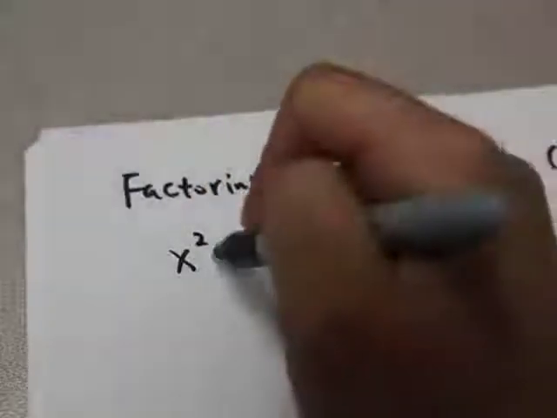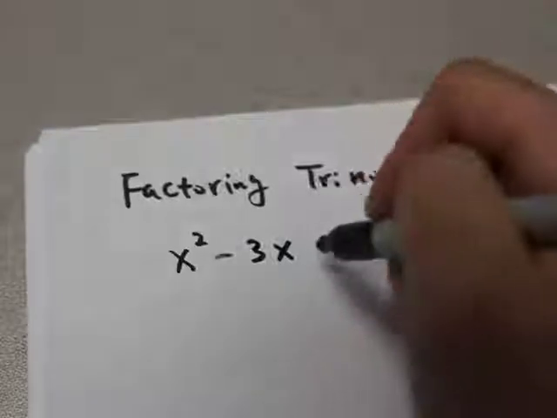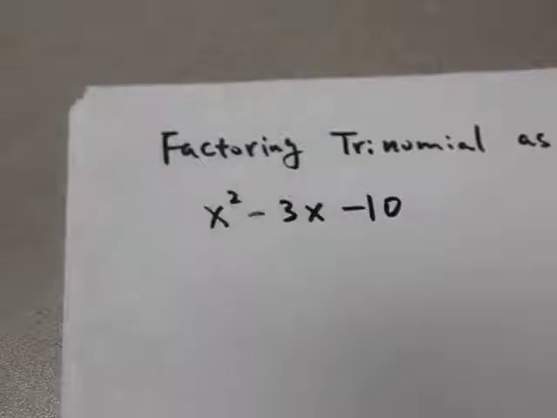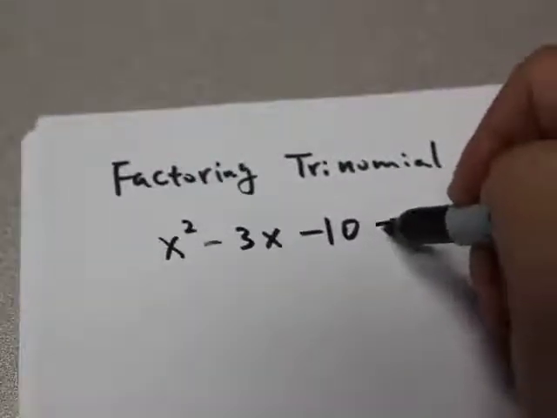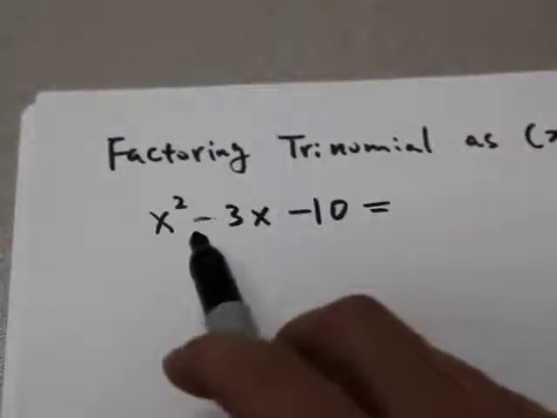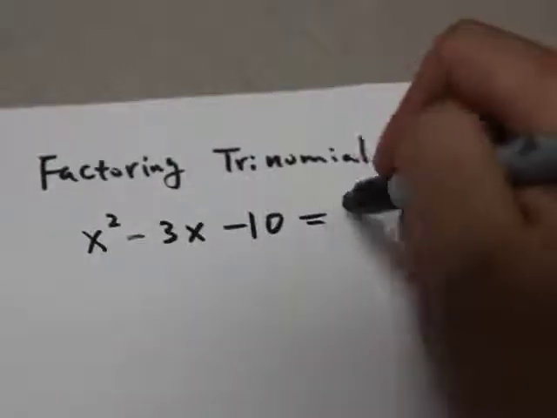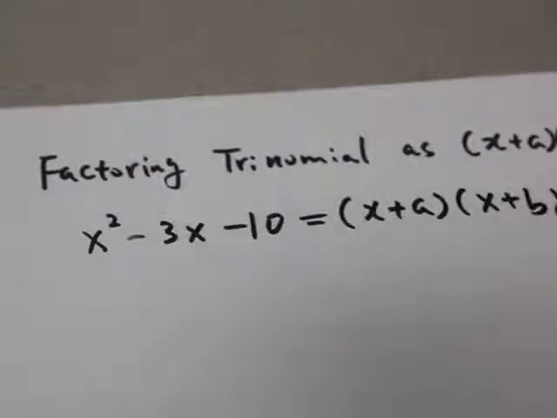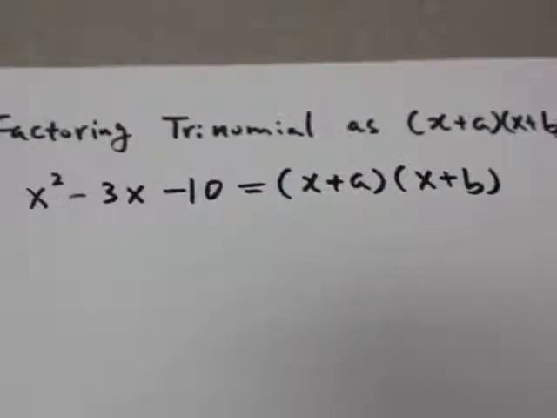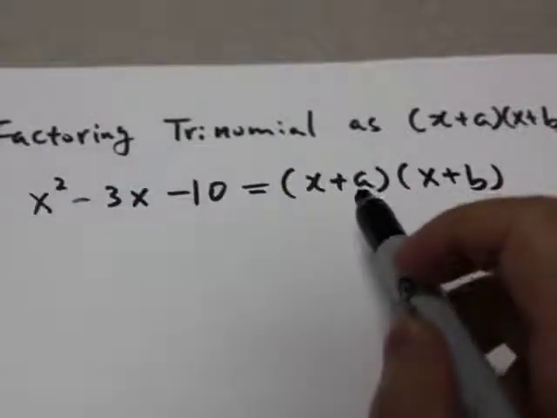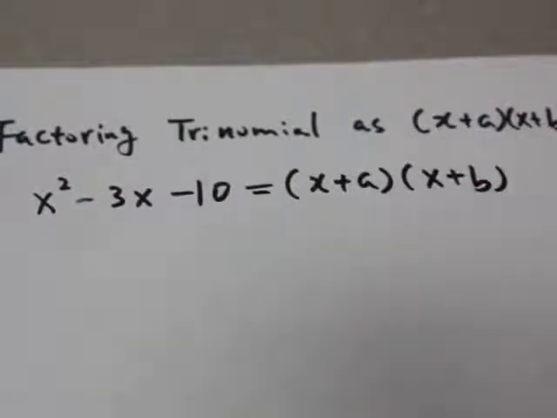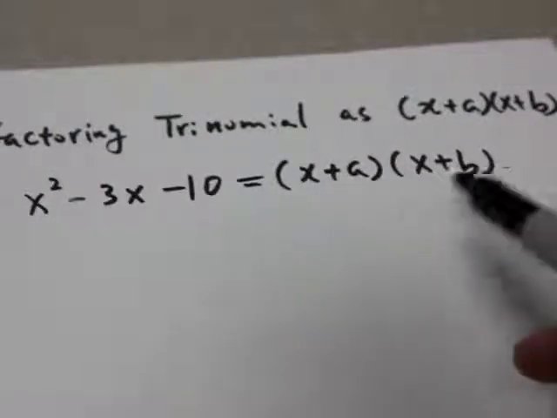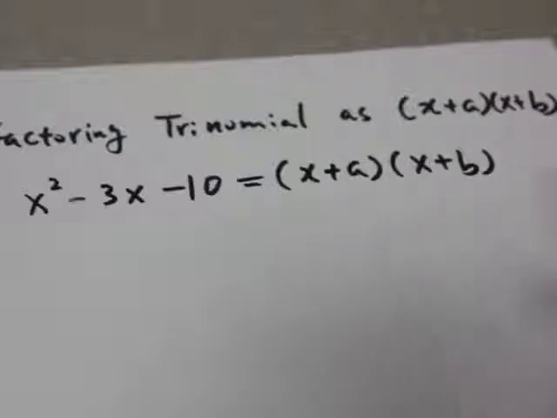And remember, a trinomial is a polynomial with 3 terms, right? So this is a trinomial. Now we want to factor this trinomial into a product of x plus a and x plus b, right? So if we can know what a and b equal, then we'll be done, right? So now I'm going to show you the relationship between these two numbers a and b.